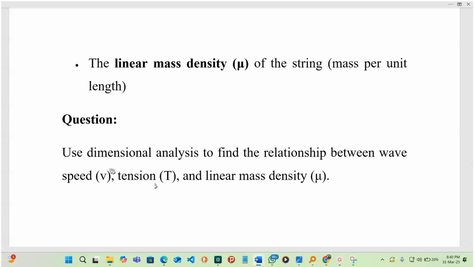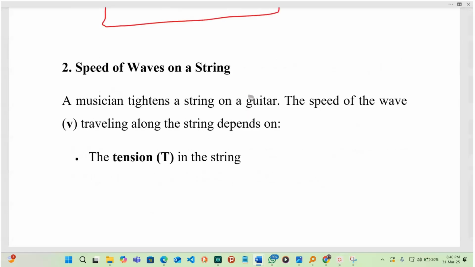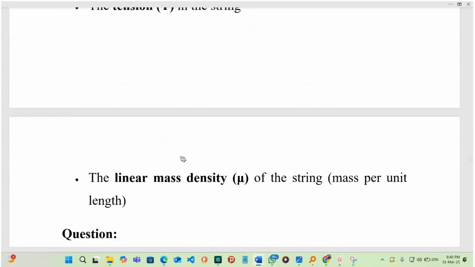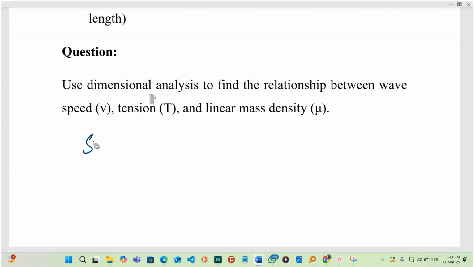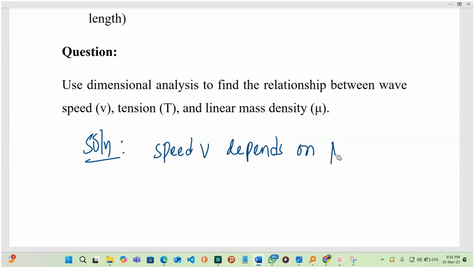So the task is to use dimensional analysis to find the relationship between wave speed V, the tension T, and linear mass density nu. So here we are told that it is speed V that depends on tension T and linear mass density nu. So we are going to find the solution to this problem. The solution says that speed V depends on nu, that is mass per unit length, and tension capital T.